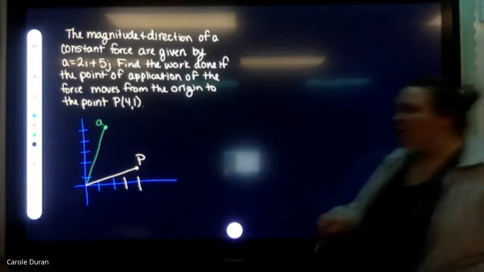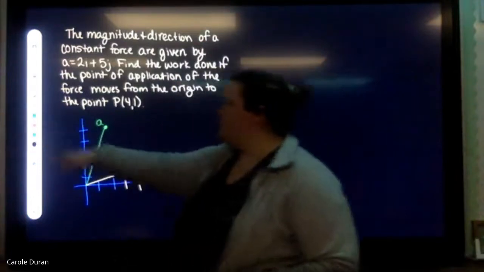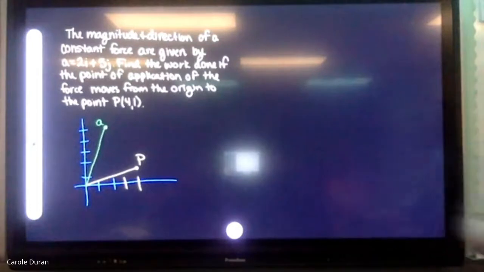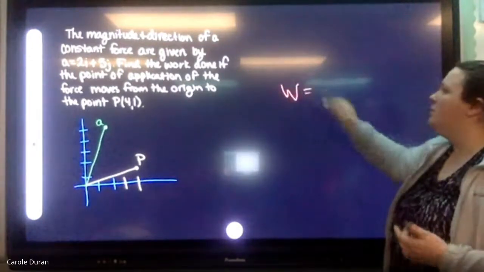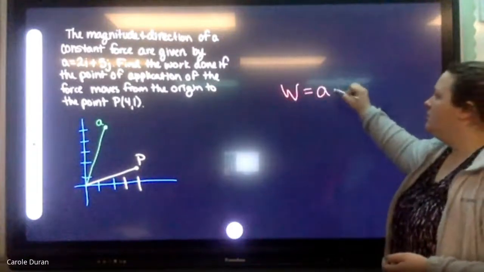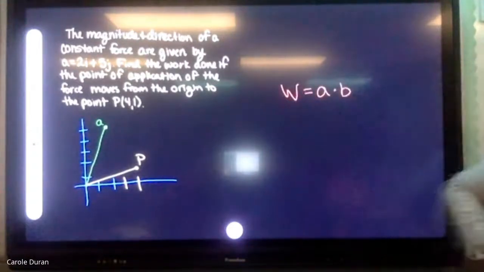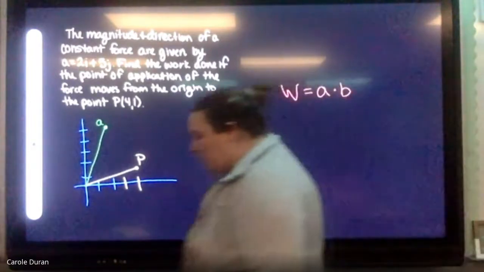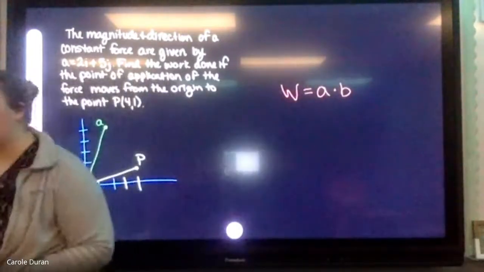In the notes before this, I wrote down approximately the equation that we were going to be using that worked for the majority of these. And that is work is equal to the dot product of my two vectors. When we are computing work, we are usually computing work that has some sort of gravity component in here, which is represented by one of the vectors.